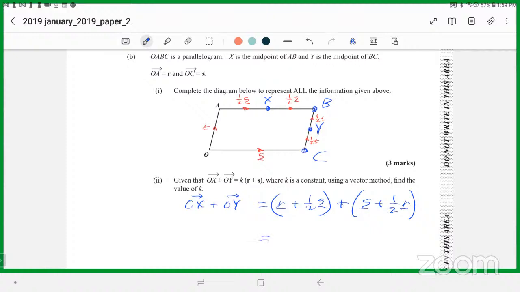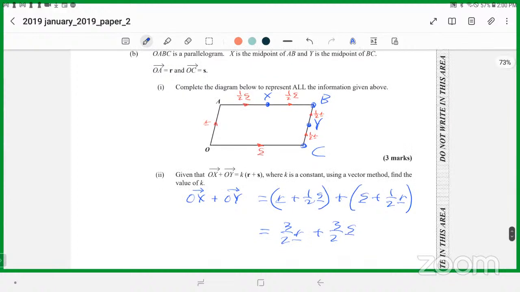So we consolidate the R values, that's a R and half R. That's 1.5 R, don't it? 1.5 is 3 over 2. Can I write 3 over 2 instead of 1.5? Let's put 3 over 2. So it's 3 over 2 R. Let's do the S values now. That's a half S and a S, a whole S. That's 1.5 S as well. 1.5 again is 3 over 2. That's 3 over 2 S.